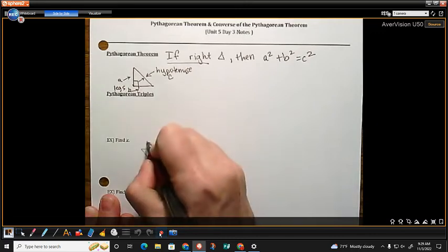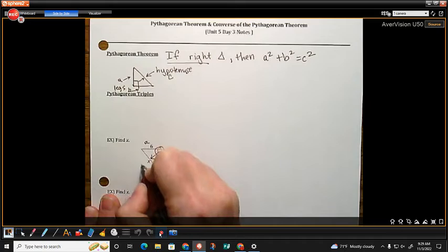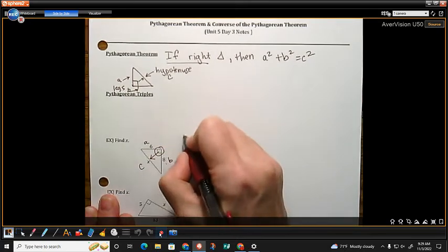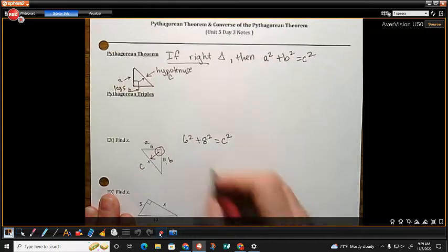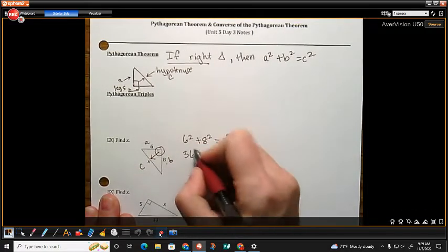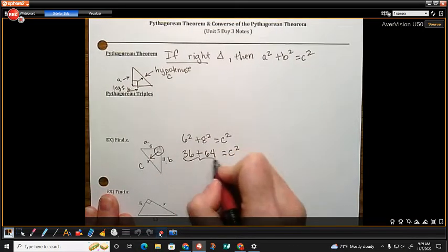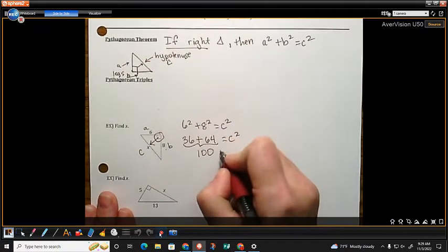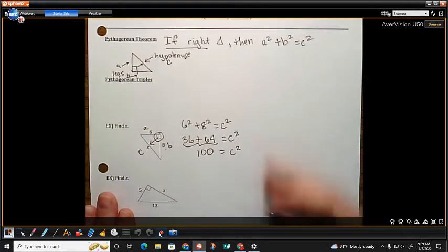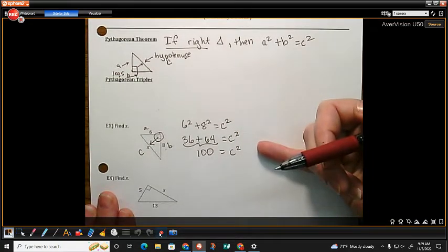And so I can do this guy be A, this guy be B, and the hypotenuse across from the right angle is C. So I can do 6 squared plus 8 squared equals C squared. And so 6 squared is 36, 8 squared is 64, and C squared is just C squared. We don't know how big it is yet. But of course you know how to add, and 36 plus 64 is conveniently 100, equaling C squared. And notice how I'm writing out the steps every time, because a lot of people try and just do this in their head and then they get confused.